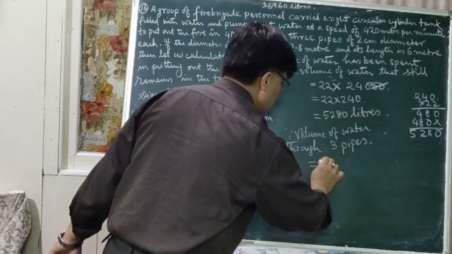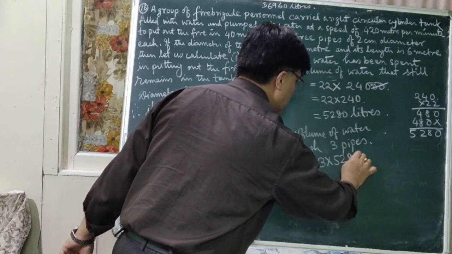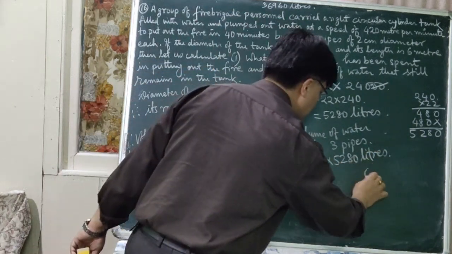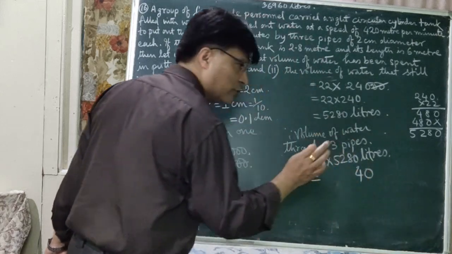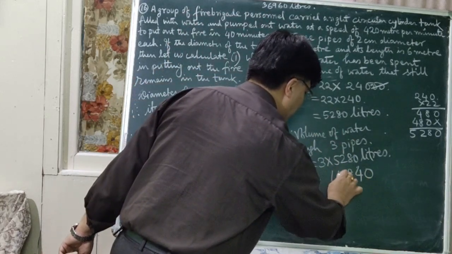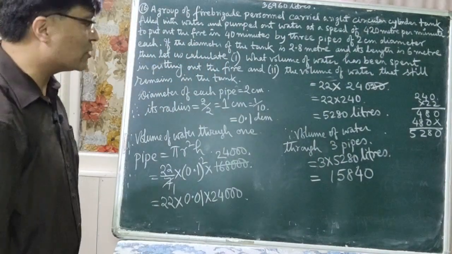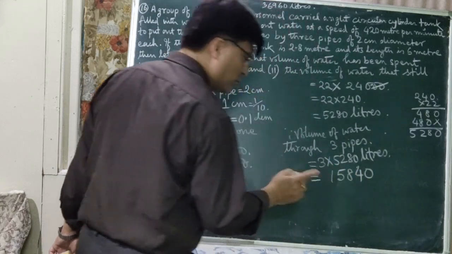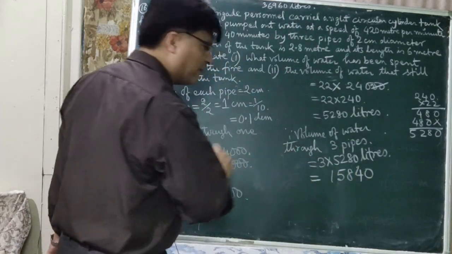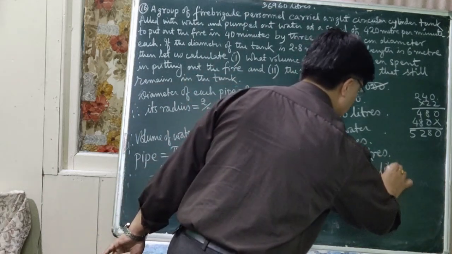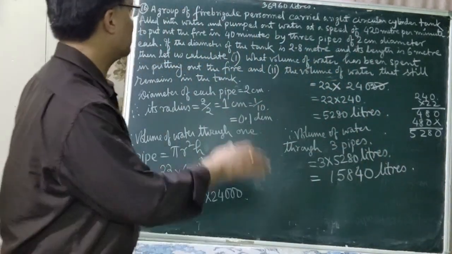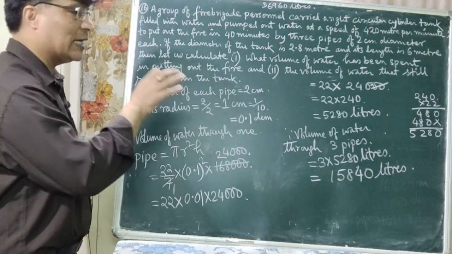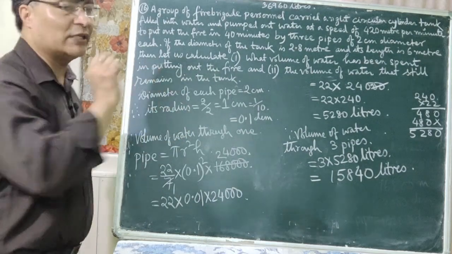Volume of water through three pipes is equal to 3 multiplied by 5280 liters. So let us multiply it. 3 zeros are 0, 3 8s are 24, 4 2, 3 2s are 6 plus 2 is 8, and 3 5s are 15. That is 15,840. Let's check it once again. 3 zeros are 0, 3 8s are 24, 4 2, 3 2s are 6 plus 2 is 8, and 3 5s are 15. So this much liters of water has been used in putting out the fire.